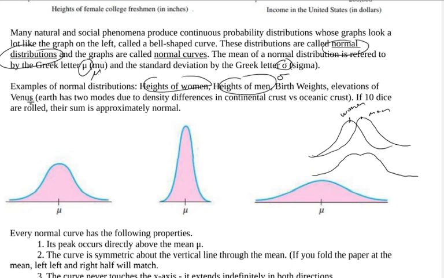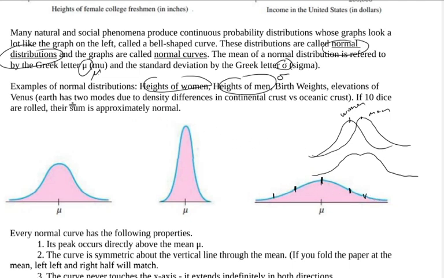So the elevations of Venus, I'll use this as an example. This would be the elevation of most of the surface of Venus. Some of the surface is a little bit higher, some a little bit lower, but in general it looks about like a normal distribution.